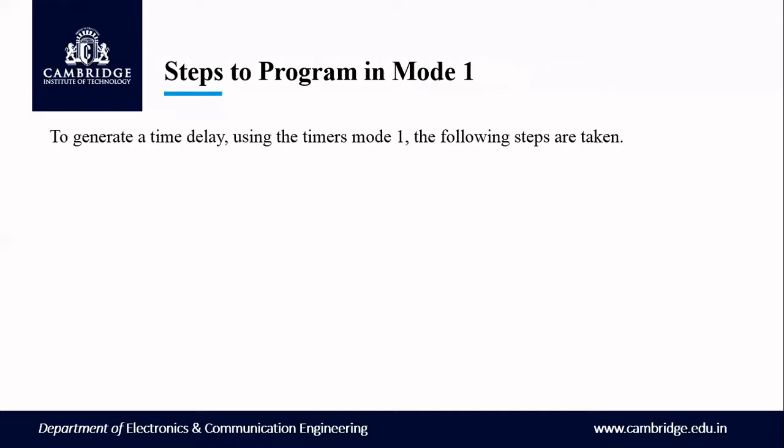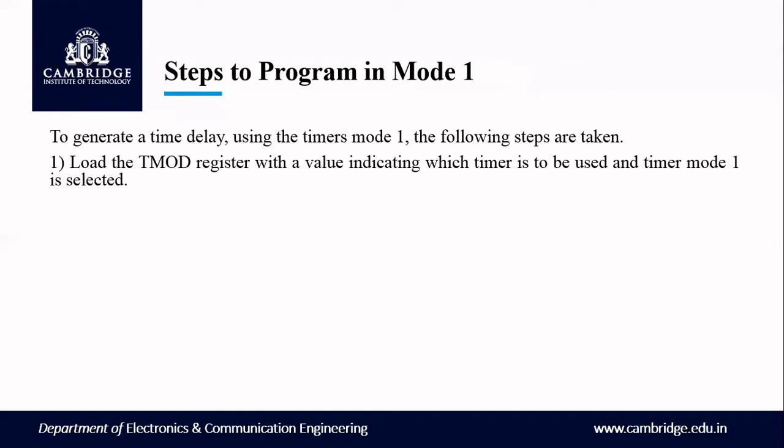The first step is configuring the TMOD register, whether you are using timer 0 or timer 1 in mode 1 operation. The TMOD register is 8 bits. The upper 4 bits are used for timer 1 and the lower 4 bits are used for timer 0. The second step is to load the TL and TH initial count to generate a particular delay.